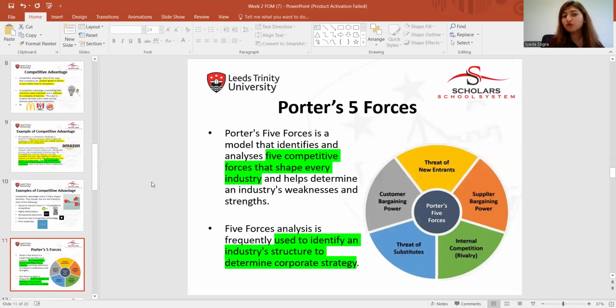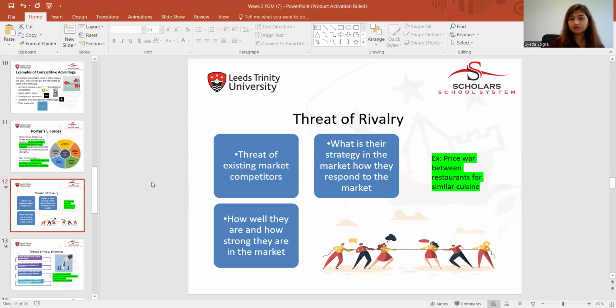Then we have Porter's 5 Forces. It's a model that identifies and analyzes the 5 competitive forces that shape every industry, and it helps determine an industry's weaknesses and strengths. 5 Forces analysis is frequently used to identify an industry structure to determine corporate strategy. So what are the 5 forces? We have threat of new entrants, supplier bargaining power, internal competition, threat of substitutes, customer bargaining power.